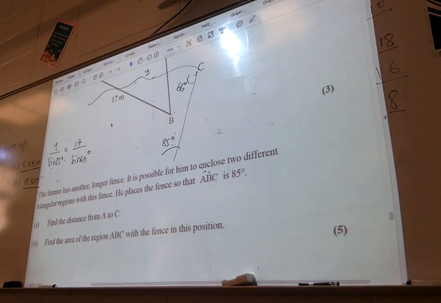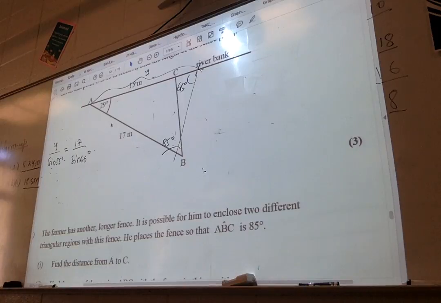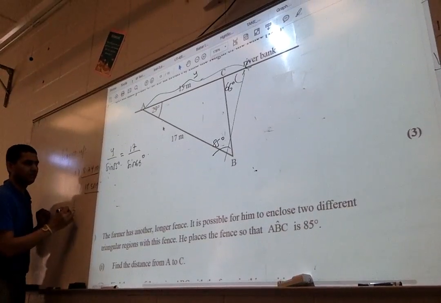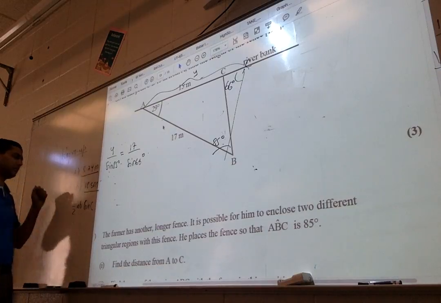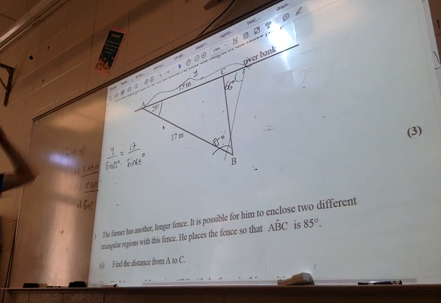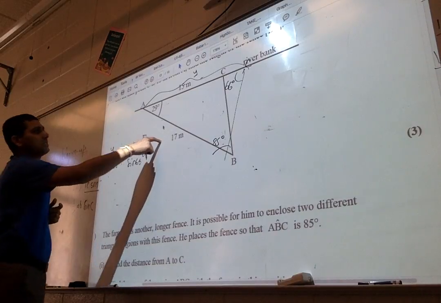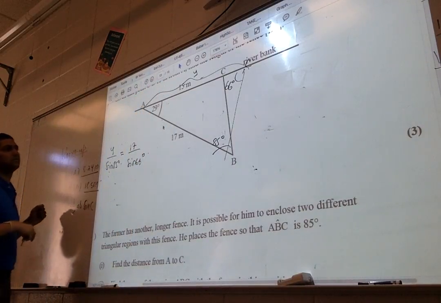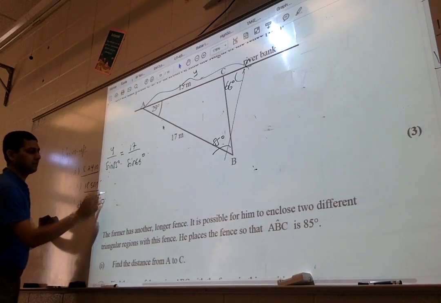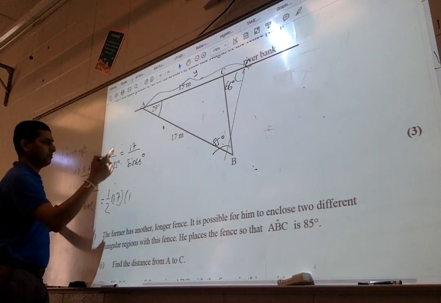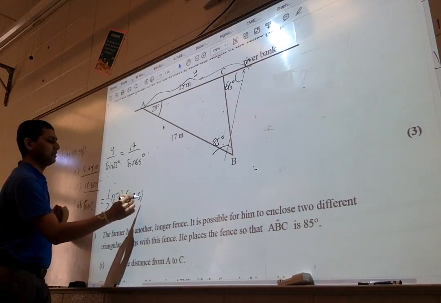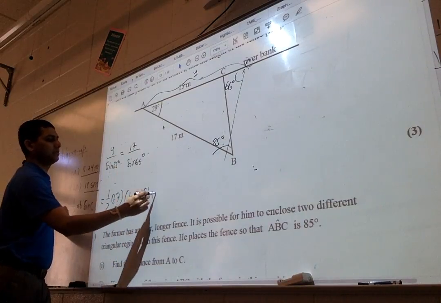Okay. Find the area of the region ABC with the fence in this position. Again, I think this formula is there in your formula booklet. Area of a non-right triangle: half AB times sine C, right? So you need to know two sides and the included angle. That's going to be half times 17 times your y value 18.5 times sine 29 degrees.